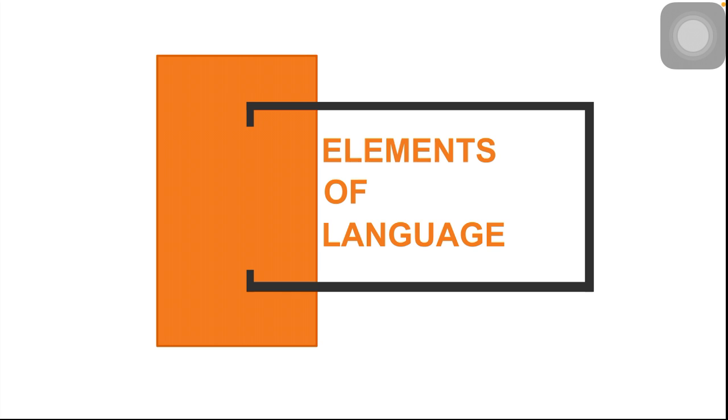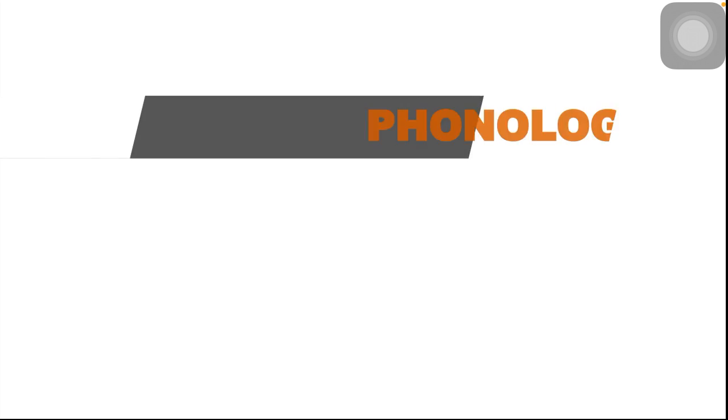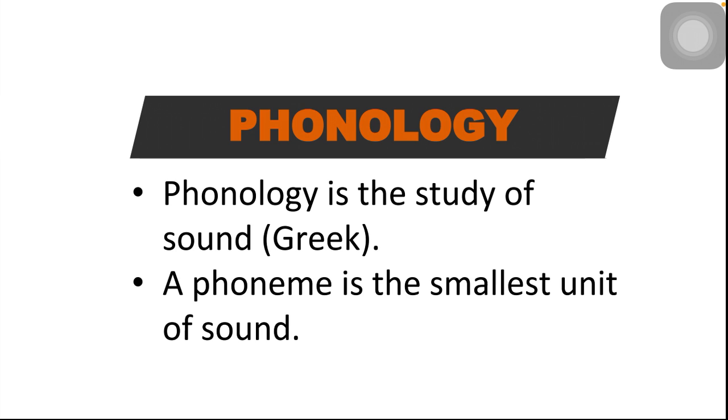Next, let's move on to the elements of language. So the elements of language, we have 5: the phonology, morphology, semantics, pragmatics, and syntax. So, first is phonology. Phonology is the study of sound, okay? A phoneme is the smallest unit of sound. Phonology is the study of sound.